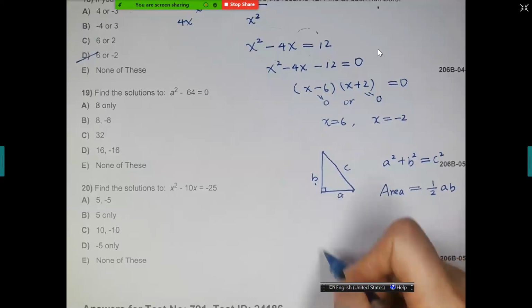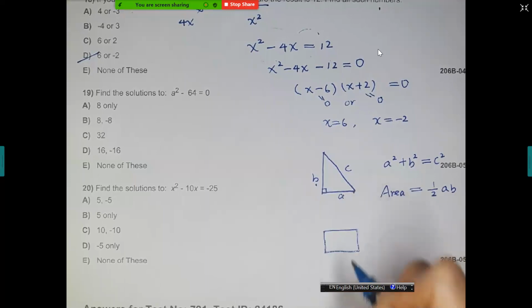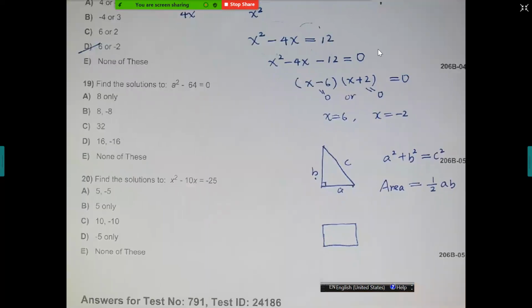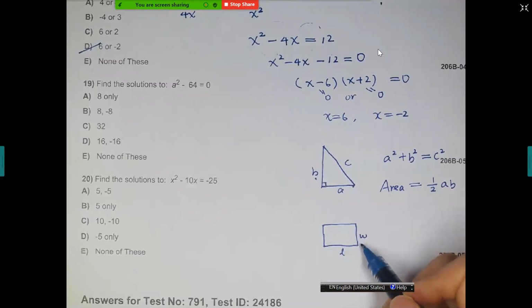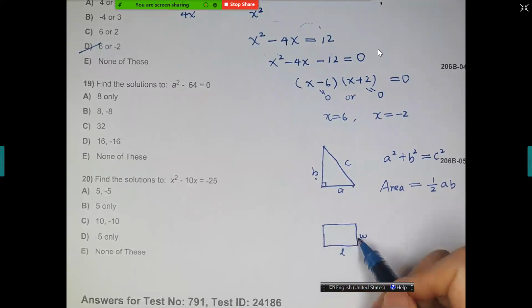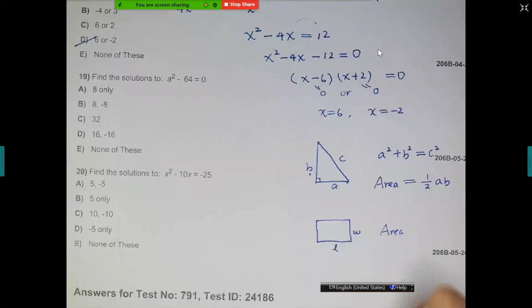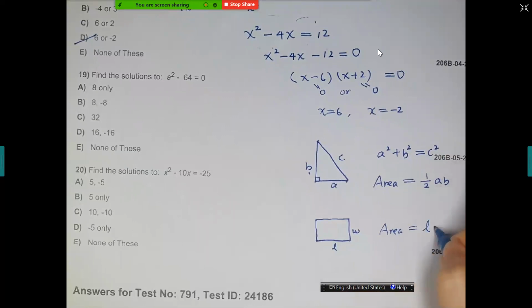And another thing, if we are given a rectangle here, we have the length L and the width W. The longer side we call the length, the shorter side is the width. And the rectangle has 4 right corners. And the area of a rectangle equals length times width.